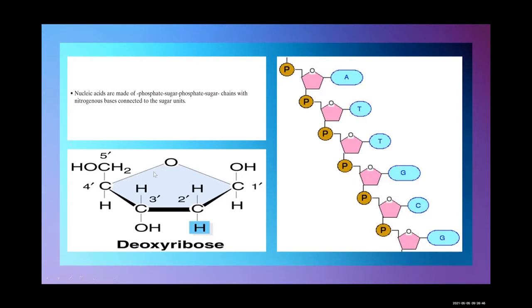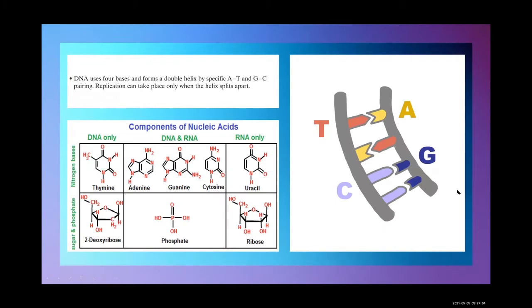And this right here is a model of deoxyribose. So this is what we're dealing with when we're dealing with deoxyribose here. And deoxyribose combined with a nucleic acid is how we get DNA, deoxyribonucleic acid. DNA uses 4 bases and forms a double helix by a specific ATGC pairing. Replication can only take place when the helix splits apart. So as you know, DNA is composed like a ladder, but the ladder is twisted.